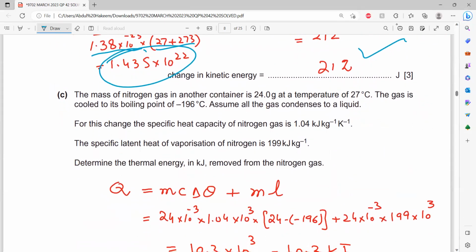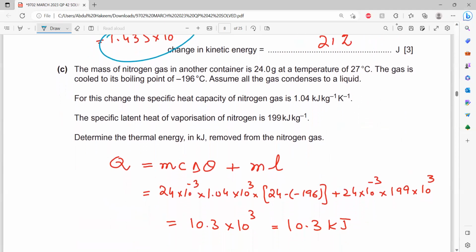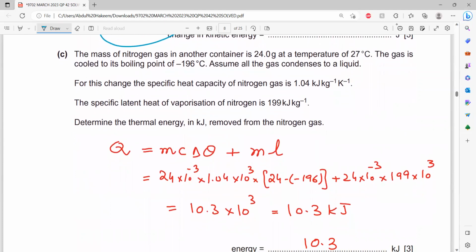Next is the mass of the nitrogen gas in another container, 24 gram at the temperature of 27 degrees Celsius. The gas is cooled to the boiling point, minus 196 degrees Celsius, assuming all the gas condenses to liquid. For this change, the specific heat capacity is given, the latent heat is given. Determine the thermal energy. So the gas is changing temperature as well as state. For the change of temperature, m c delta theta, and for the change of state, m L.